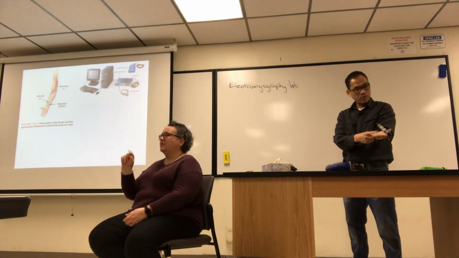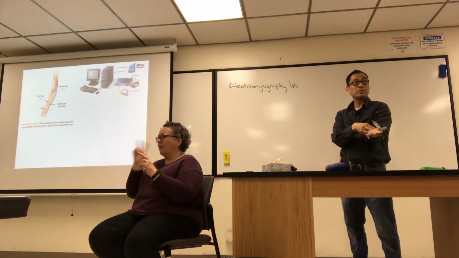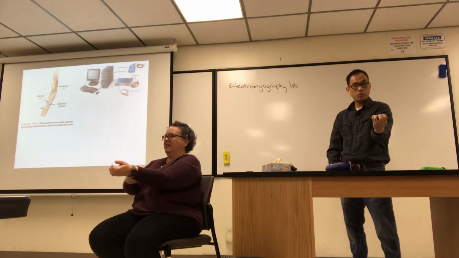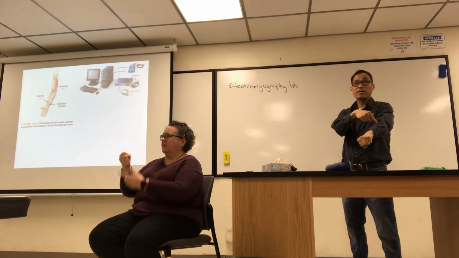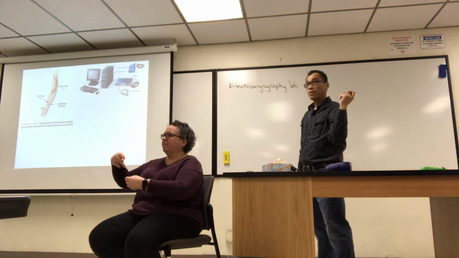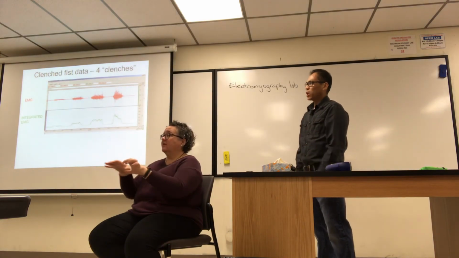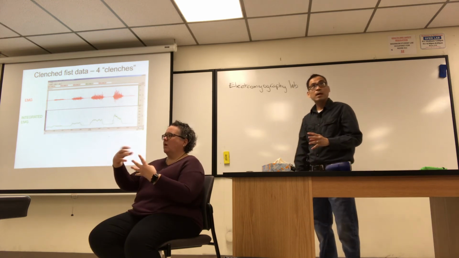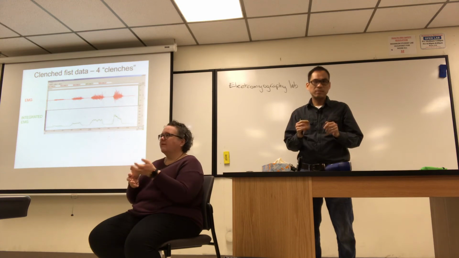So when you do that, you're going to assess the muscle strength of these muscles, which control grip. Okay? Because when you grip, that's this muscle activity, not this muscle activity. So we can monitor the electrical activity by putting a lead there. For example, clenched fist data, four clenches, it's all about the subject. You'll work in groups of four or five, but only have one subject, okay?